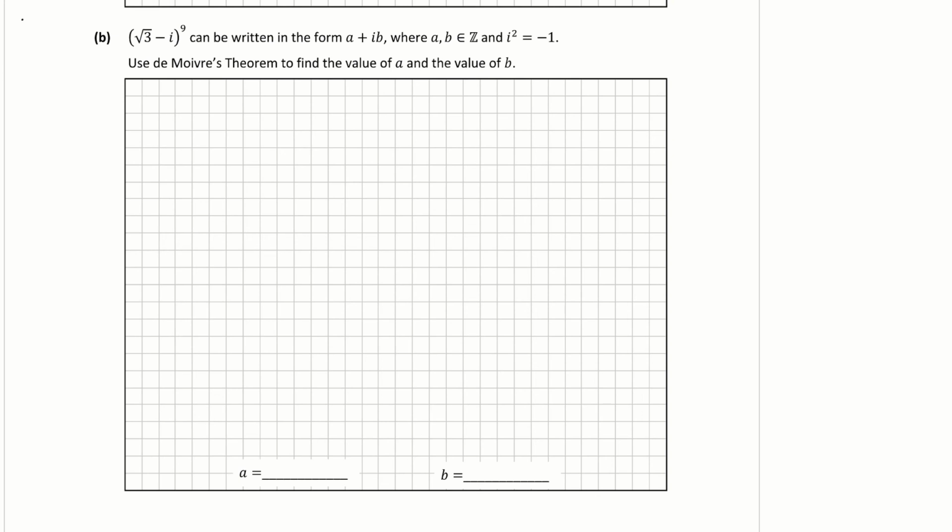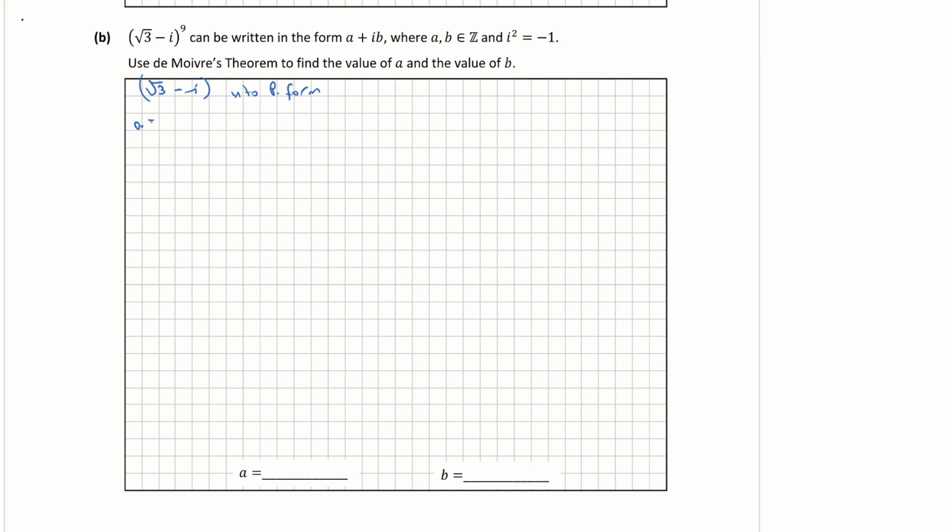B, square root of 3 minus i to the power of 9 can be written in the form a plus ib, where a and b are elements of z and i squared is minus 1. Use de Moivre's theorem to find the value of a and the value of b. So if I'm using de Moivre's theorem here, first thing I need to do is write my complex number in polar form. So I need to convert the square root of 3 minus i into polar form. So that's my first step.